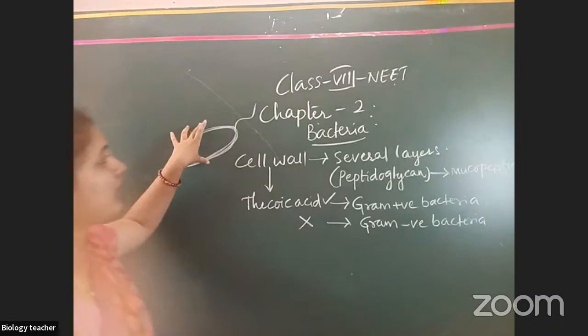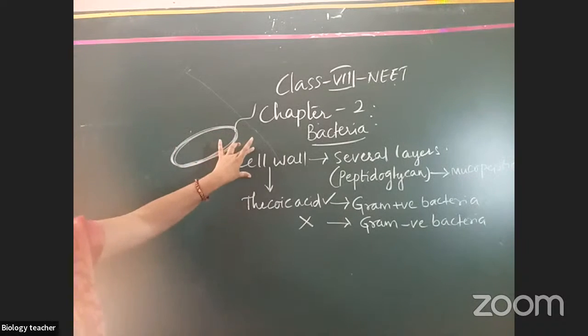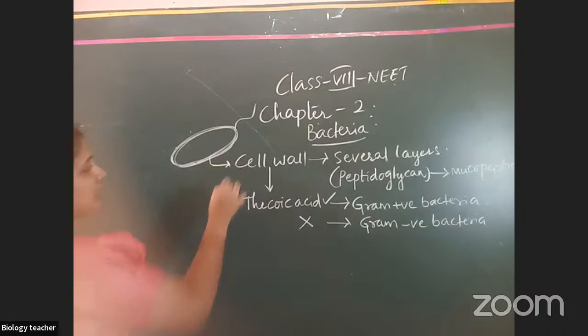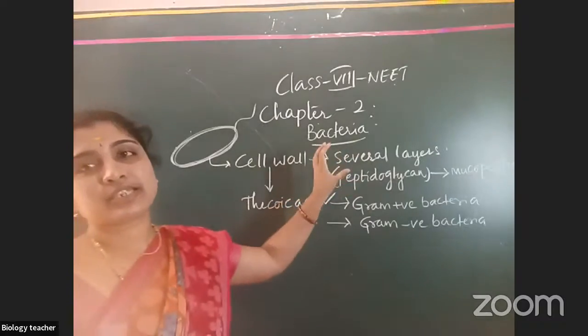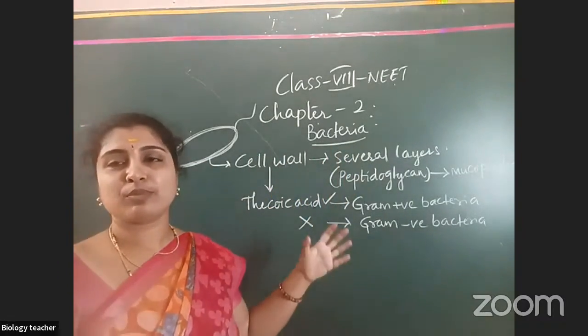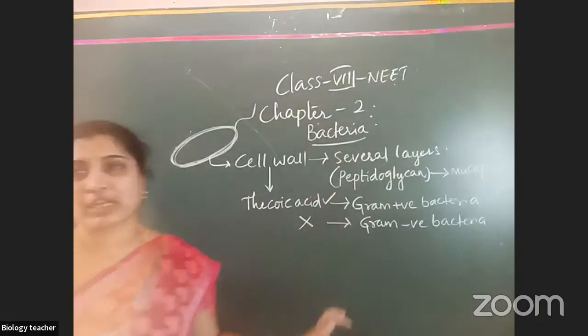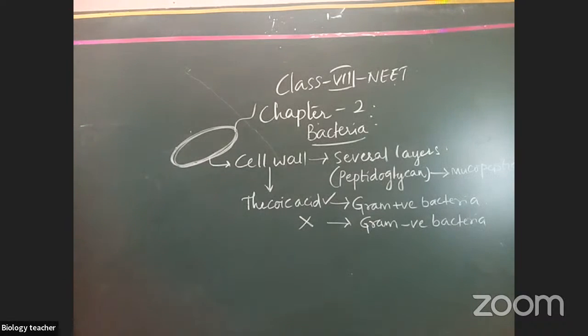So what is the outer layer of the bacteria? The cell wall. The cell wall is made up of several layers in the bacteria, both in gram-positive and gram-negative bacteria. Next.